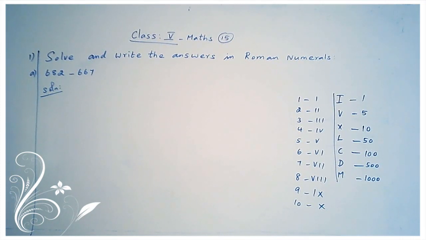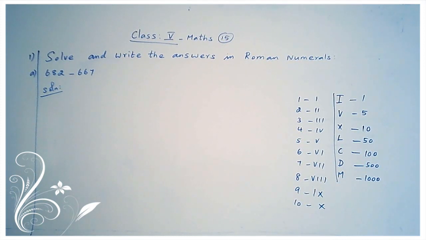Yes. Now let us see the continuation of the previous class, okay? All of you look at the board, see your question. Your first question: solve and write the answer in Roman numerals. The first one, 682 minus 667.